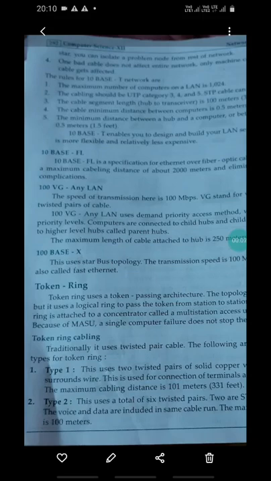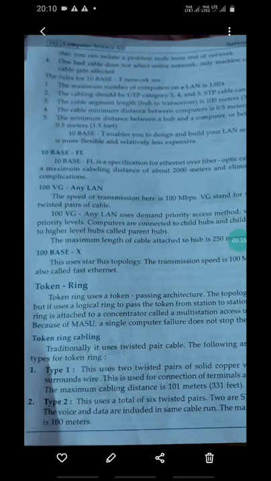So the next topology is 10BASE-FL. 10BASE-FL is a specification of Ethernet over a fiber optic cable. This supports a maximum cabling distance of about 2000 meters and eliminates any electrical complication. And then next, 100VG-AnyLAN.